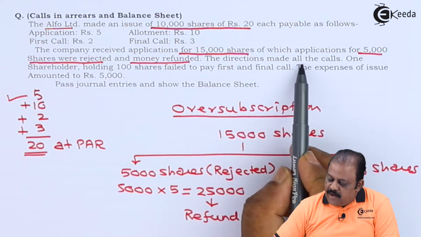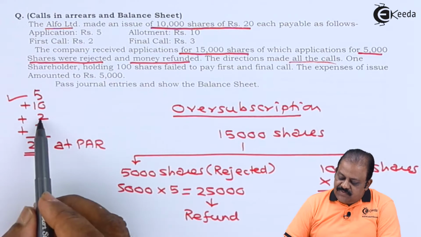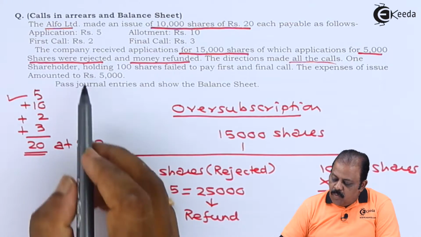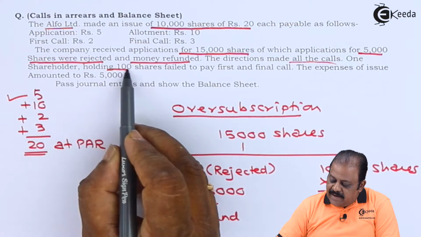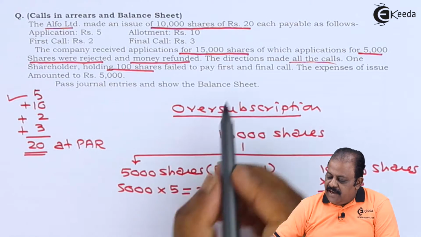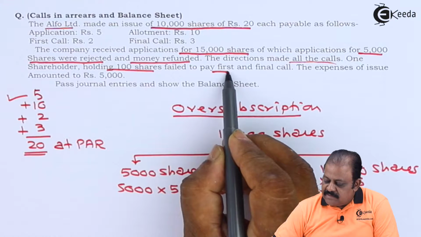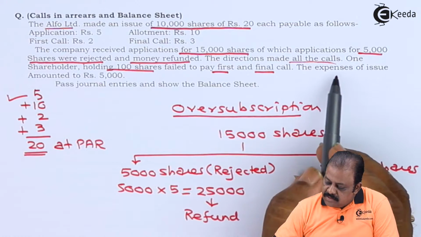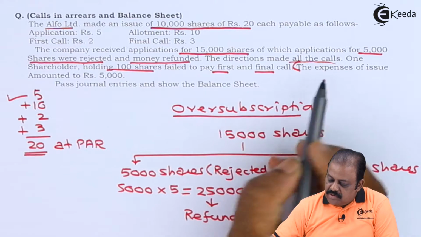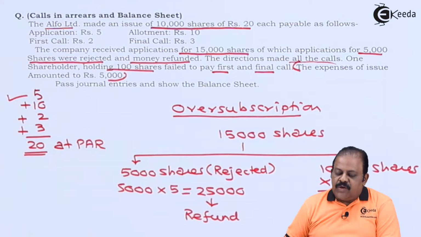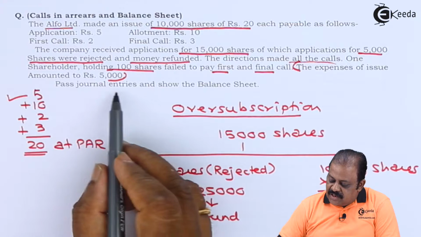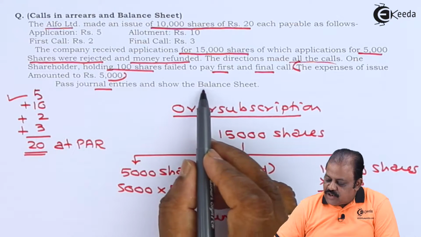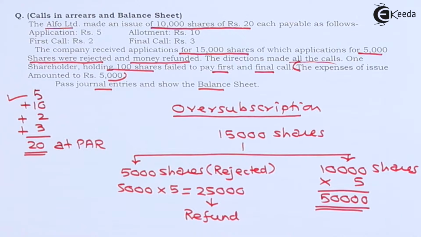The directors made all the calls, means first as well as second. One shareholder holding 100 shares failed to pay first and final call, both the calls. The expenses of issue amounted to rupees 5,000. Pass journal entries and show balance sheet.